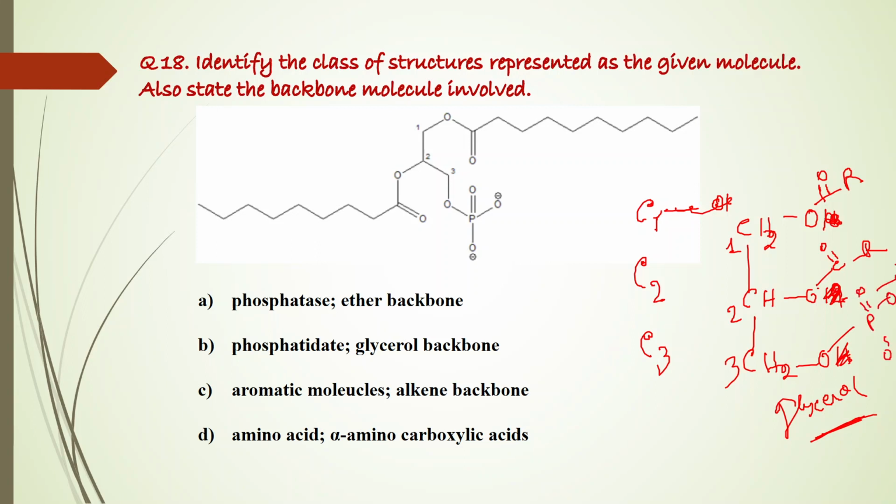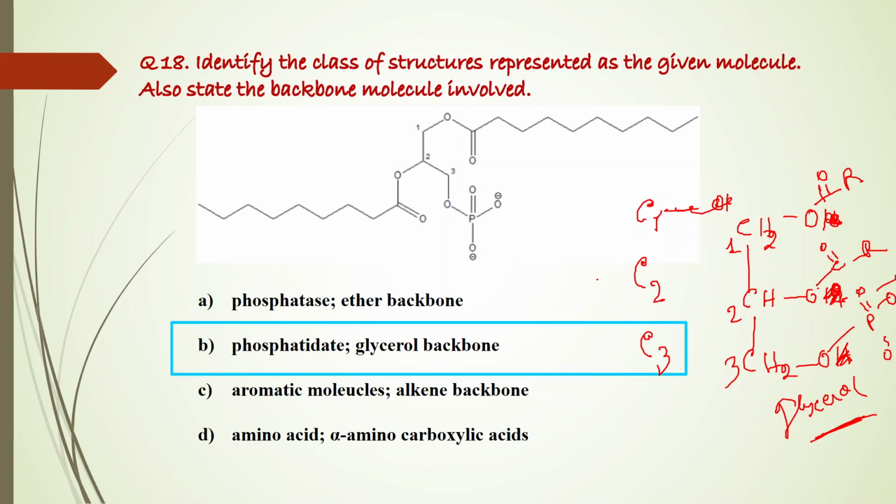So what should be the name in that case? It is phosphatidyl backbone. Sorry, phosphatidyl, and this is a glycerol backbone. So the correct option for this question should be option number B. It is a phosphatidyl. The classification of this molecule is phosphatidyl and the backbone is a glycerol. Okay.